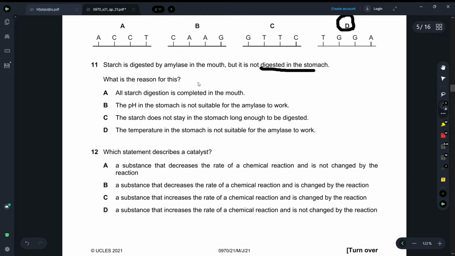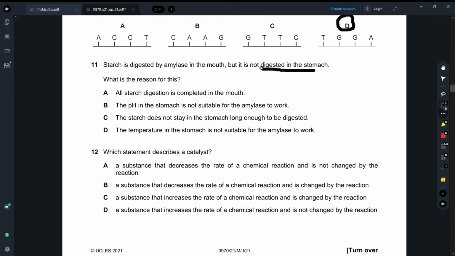Question 11 says starch is digested by amylase in the mouth, but it is not digested in the stomach. What is the reason for this? Starch is digested by amylase, and amylase is an enzyme. Enzymes work at different pHs and different temperatures. Not all starch digestion is completed in the mouth, because some of the starch is left and taken to the stomach, and the pH in the stomach is not suitable for the amylase to work. This is true for any enzyme, guys: enzymes have different pH levels at which they work.